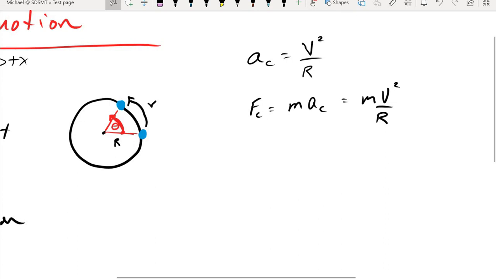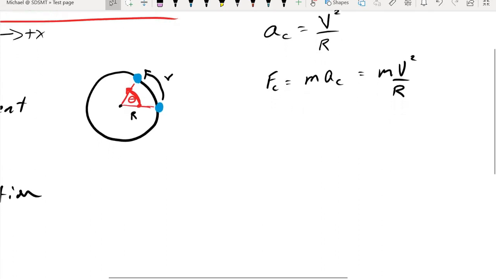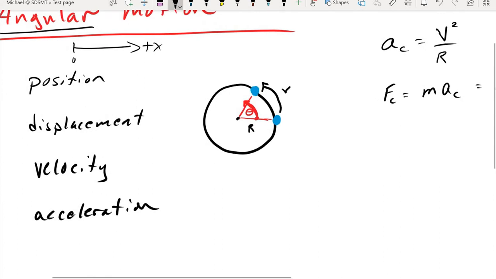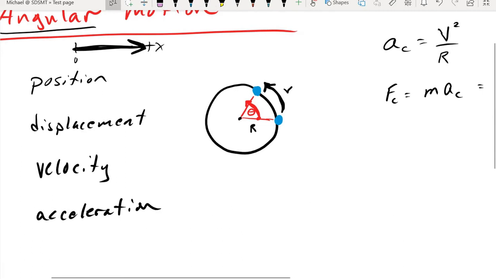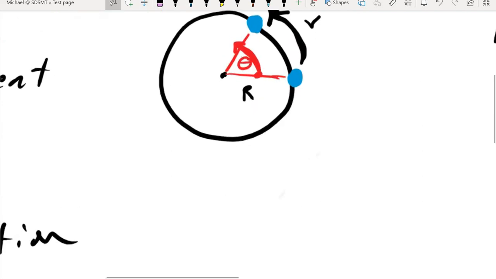From there, we could do work, we could do change in kinetic energy, but we want to get away from this idea of the straight line motion, because we're constantly going to be moving in a circle. We're constantly changing direction. So what we're going to do is we're going to basically abandon the definitions in terms of linear measurements in favor of angular measurements.